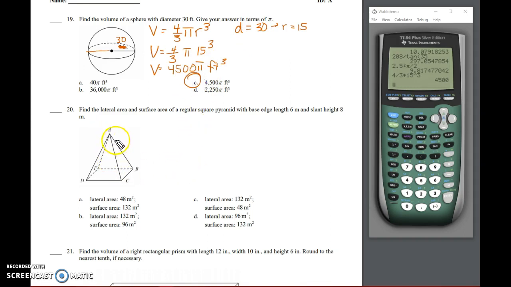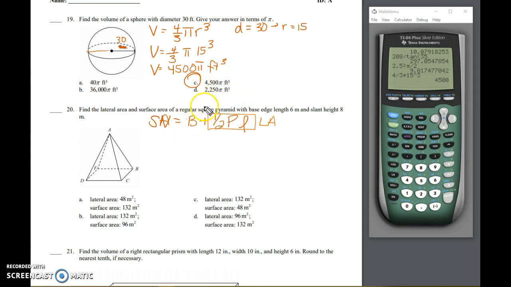Okay, find the lateral area and surface area of a regular square pyramid with base edge length 6 meters and slant height 8 meters. Okay, so my formula for surface area is going to be the area of the base plus 1/2 the perimeter times the slant height. L is the slant height. Okay, and again, just like before, this piece right here is really the lateral area.